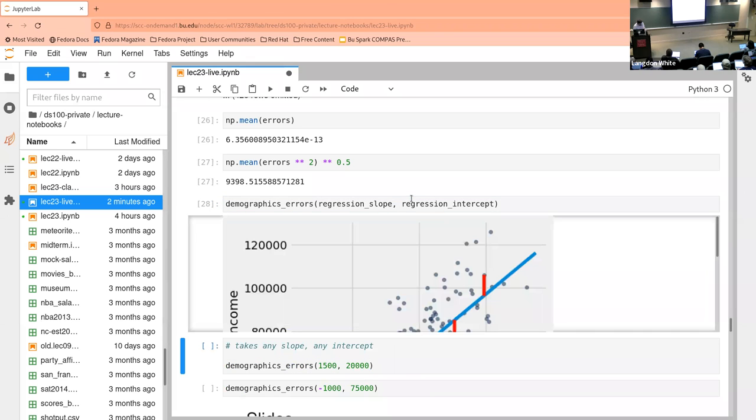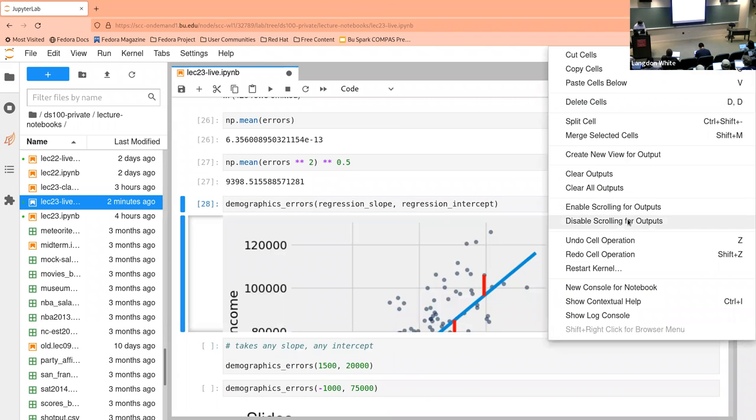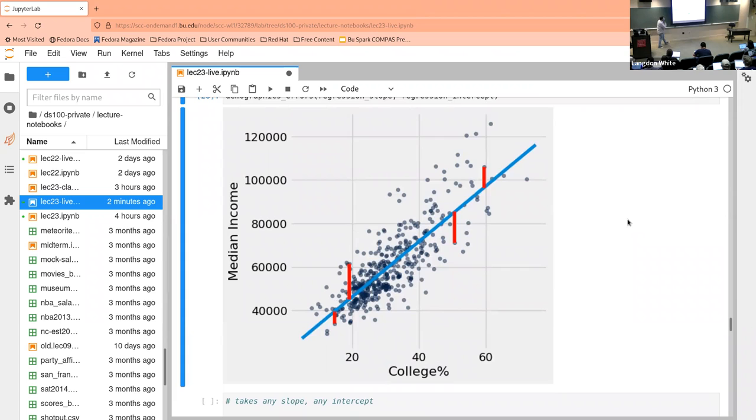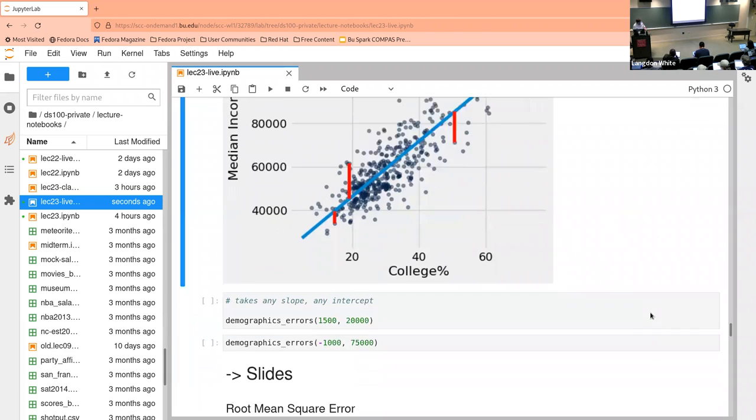And then we go to the function that I talked about earlier. I've got to remember to set these to disable the scrolling. So now that we can calculate our error, this red line is the distance between the predicted value and the real value for the median income at an arbitrarily chosen college percentage. The few we have are pretty distinct, but it's still a pretty good prediction. But now, let's see.